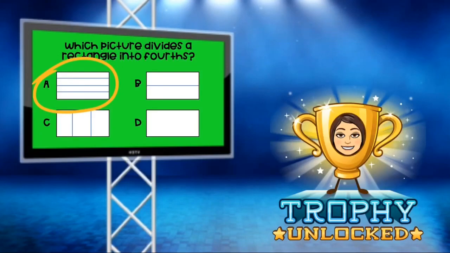The correct answer is A. If we look at all of these rectangles, A is divided into 4 equal pieces. We can touch each piece and count to make sure that we have 4. I see 1, 2, 3, and 4 pieces. If we look at B, there are only 2 equal pieces. That means it is partitioned into halves. C has 3 pieces, and D is 1 whole. So A is partitioned into fourths.